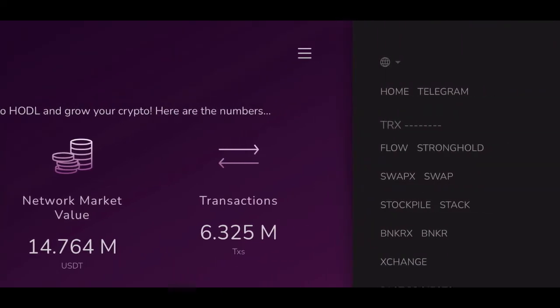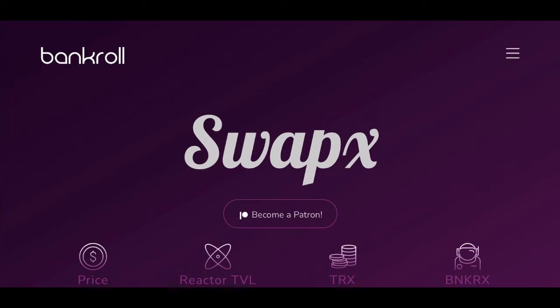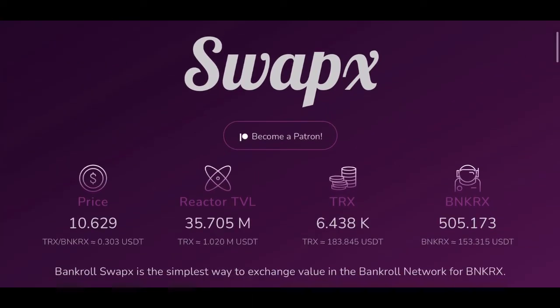And let's have a quick look at the SwapX price. At the moment, the SwapX price is just over 10.5 Tron, so about 30 cents per Bnkrx. The reactor still has over $1 million in its contract and it's dripping out to the SwapX liquidity pool at the rate of 1% a day.